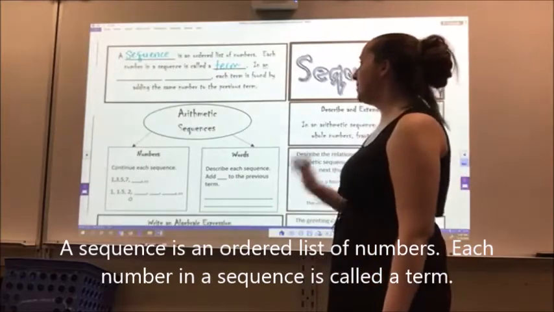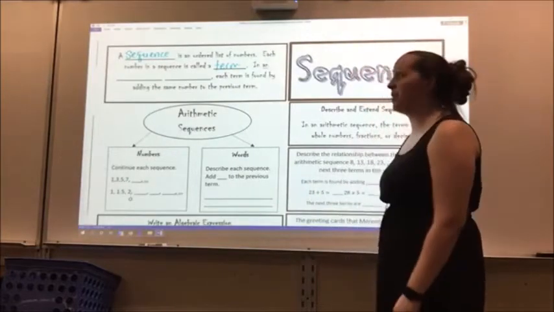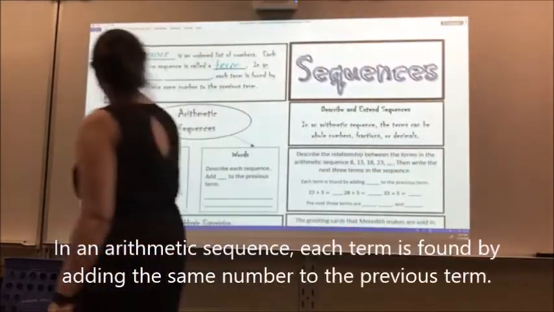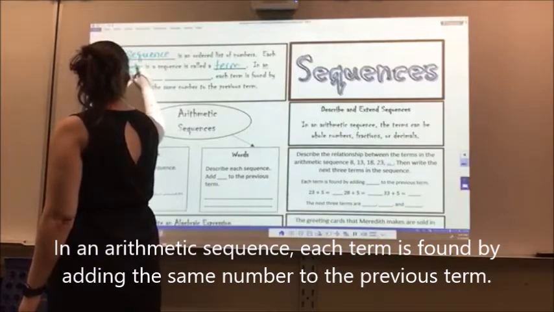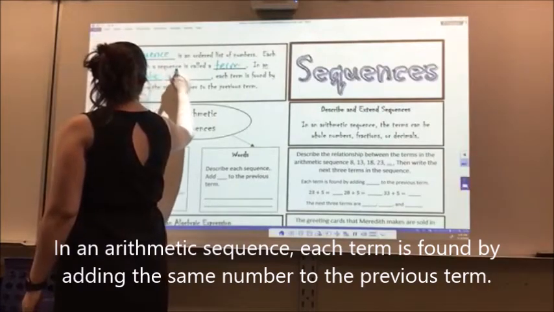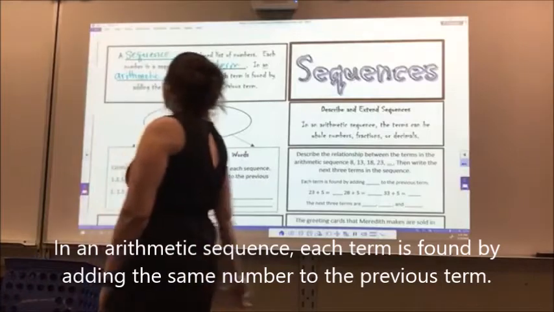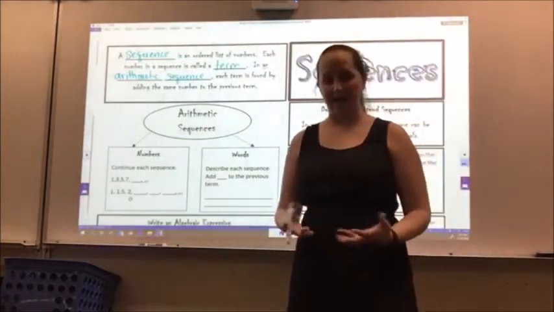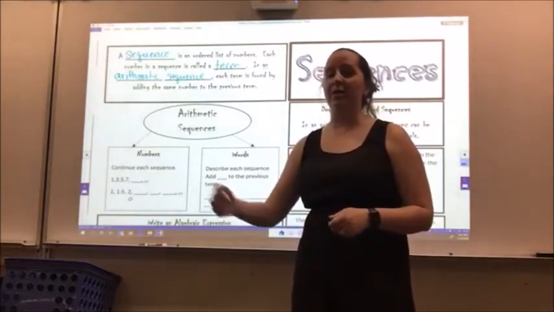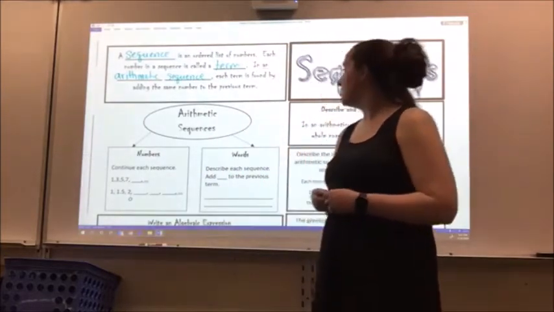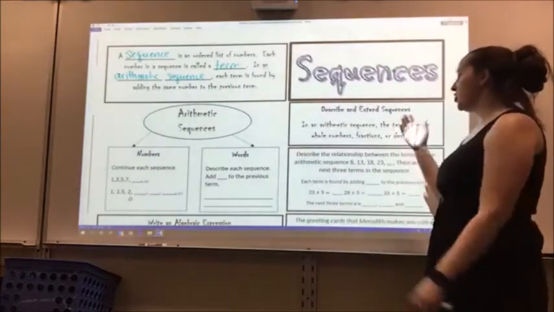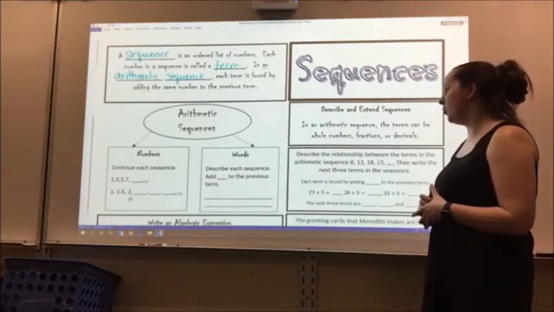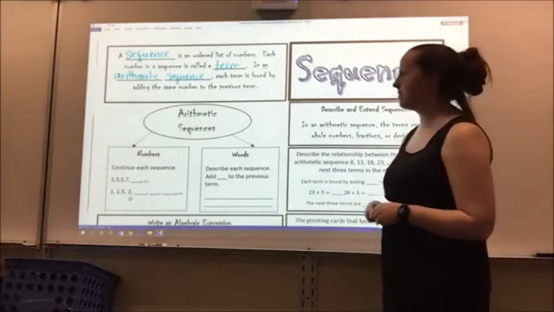In a blank blank, each term is found by adding the same number to the previous term. In those blanks, you're writing arithmetic sequence. Okay. So an arithmetic sequence deals with arithmetic. It deals with adding. So you're adding each term every time. So arithmetic, adding. Okay. So we can describe and extend sequences. So in an arithmetic sequence, the terms can be whole numbers, fractions, or decimals.